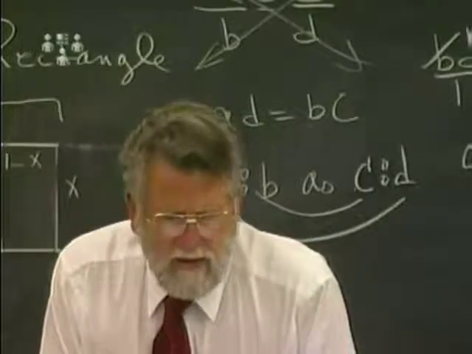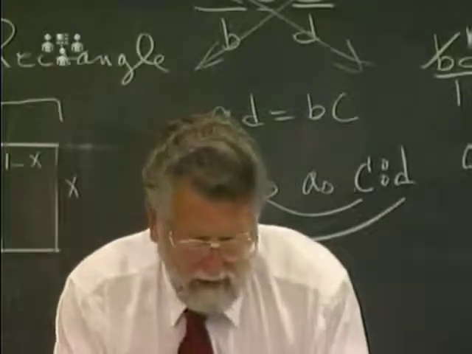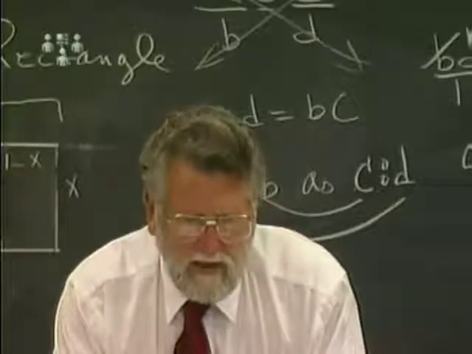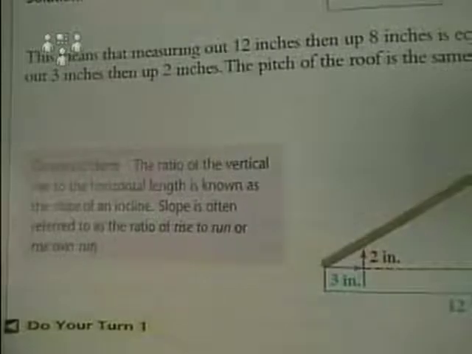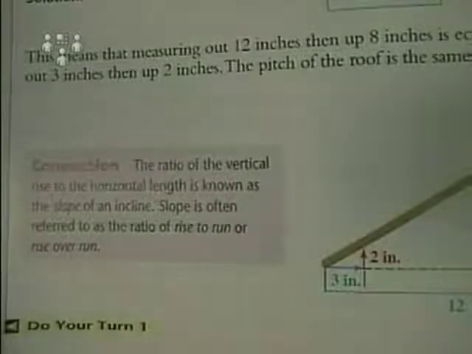So I'm going to come back to this diagram, and I'm going to refer to the left side of this. This is the connection. The ratio of the vertical rise to the horizontal length, and the horizontal length is often referred to as the run. So we have rise over run. But I'm going to draw another diagram for you briefly. I don't know how well I'm going to do, but we'll give it a shot.